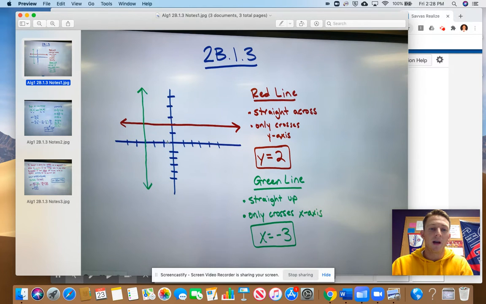And what's the only axis that it runs into? It only runs into the x-axis here right at -3. It's parallel to the y-axis. It'll never cross it. So we're going to say the equation of this line is x equals -3 because we just go left 3 on the x-axis and then straight up and down creates that line.